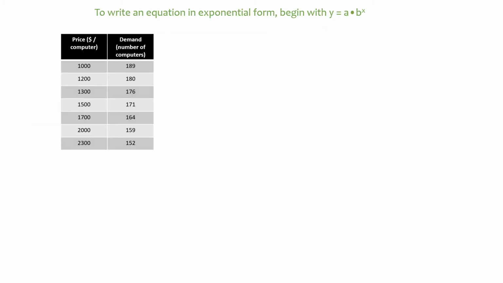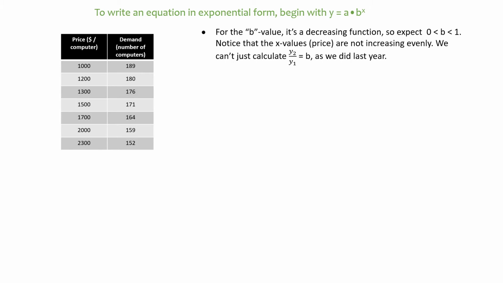To write in exponential form, we're going to begin with our formula a times b to the power of x. And here's our table, same data. What's important is the b value. For the b value, it's a decreasing function. Remember the graph we just saw? It would be a decreasing function. So we would expect our b value to be between 0 and 1.